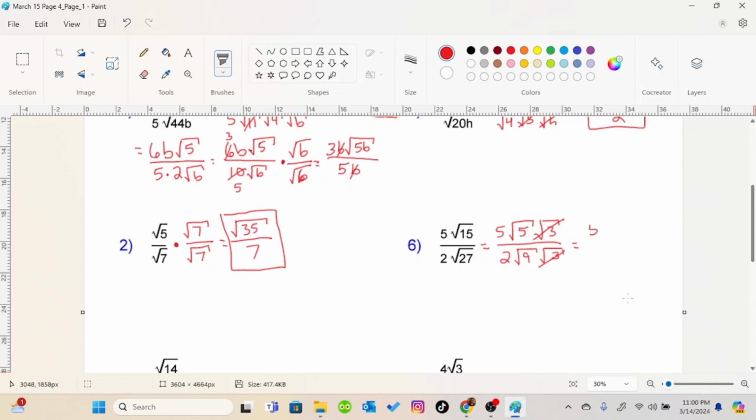So on the top, we have square root of 5 times 5, and on the bottom, the square root of 9 is 3. So our final answer ends up 5 times the square root of 5 divided by 6.